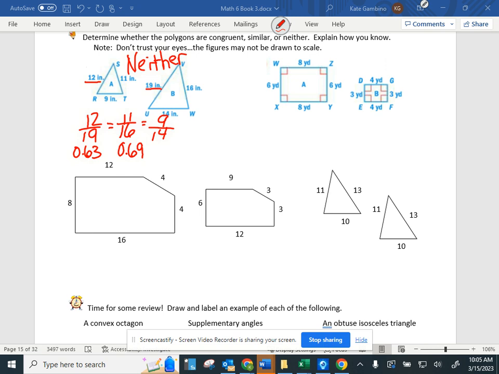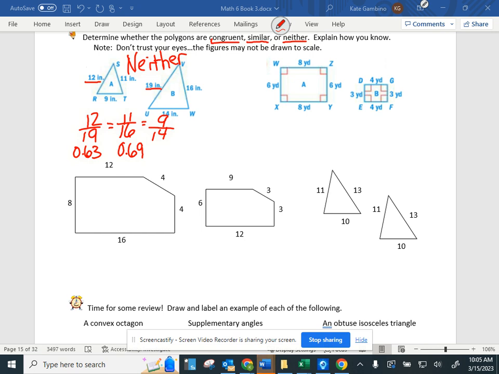Wait, can you put not similar or not? Nope. It says congruent, similar, or neither. So we always look back at the directions and we want to put what the directions say.